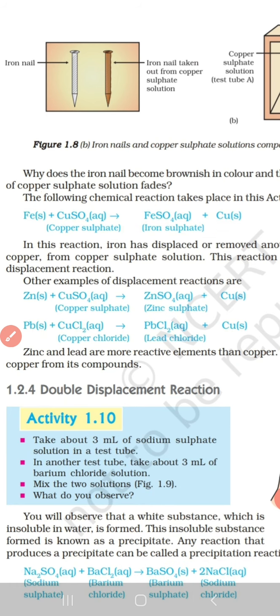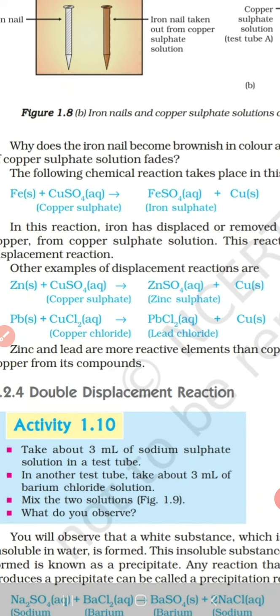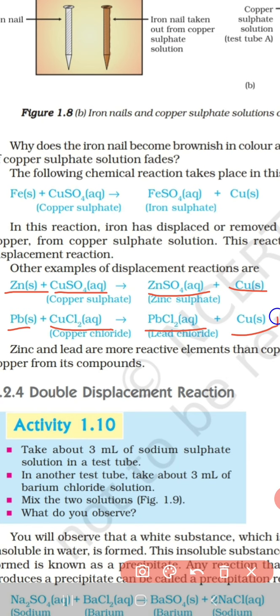Some more examples are given here. Let's look at these examples. Zinc solid reacts with copper sulfate aqueous, and we will get zinc sulfate and copper. Again, lead reacts with copper chloride solution, and we will get lead chloride aqueous and copper. The reactivity of these is more as compared to copper. That's why they displace copper easily, and we will get the solutions of iron sulfate, zinc sulfate and lead chloride.